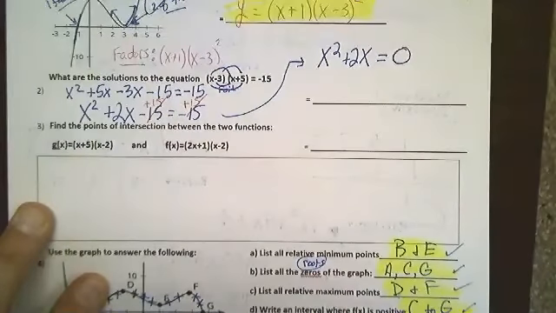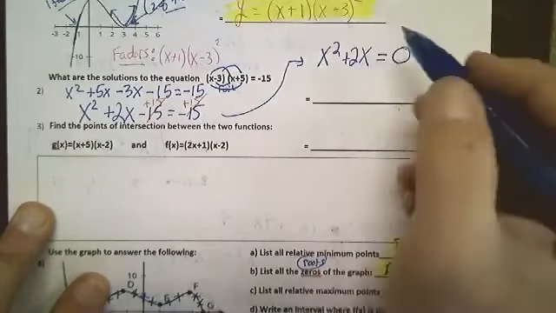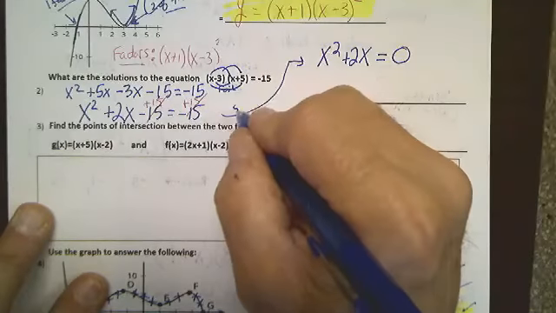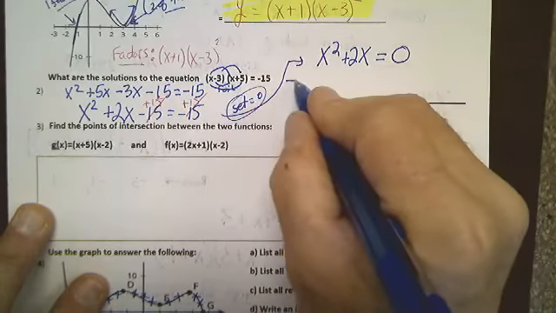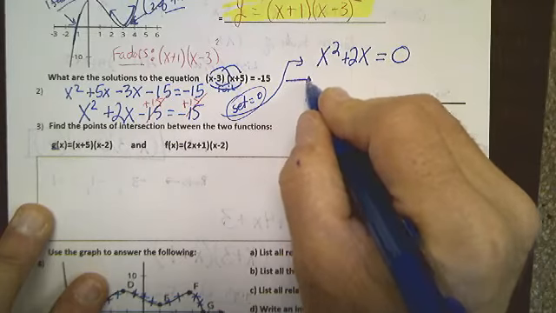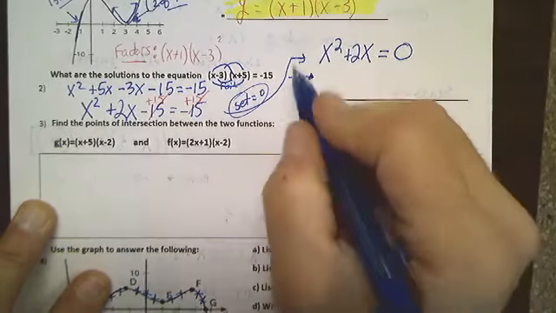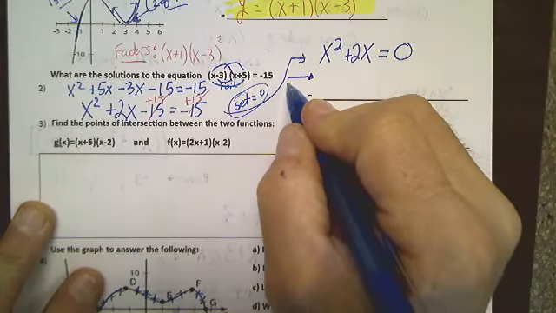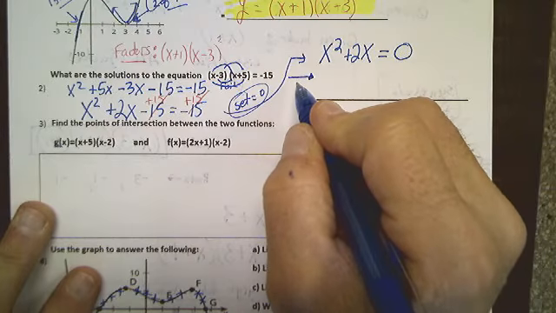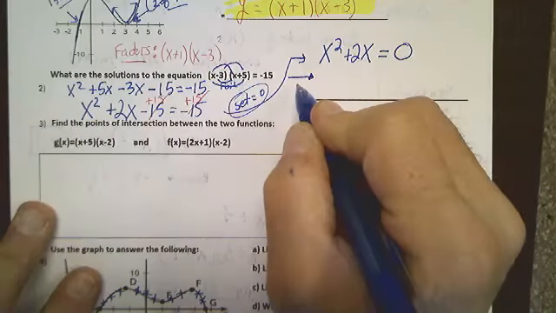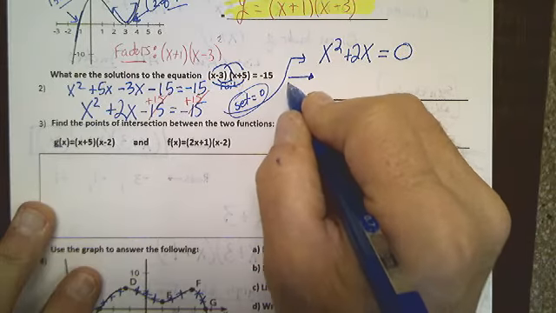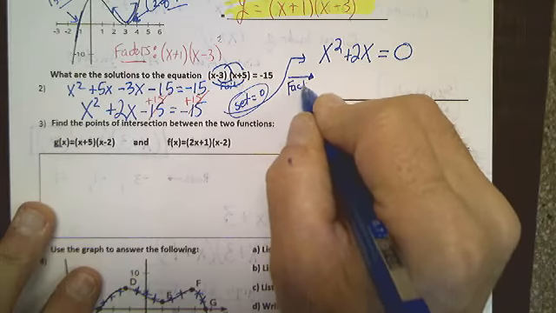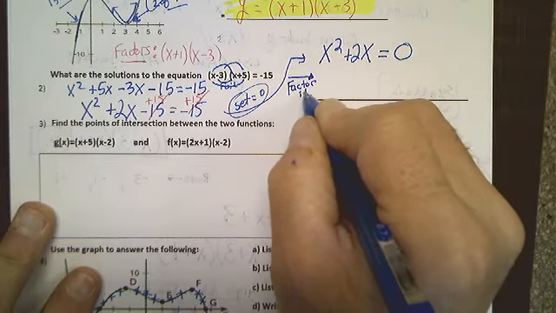Rhea, what would you do next? Pass. Landon. Want a clue? Starts with an F. Miss Goodwin? Can you factor this?